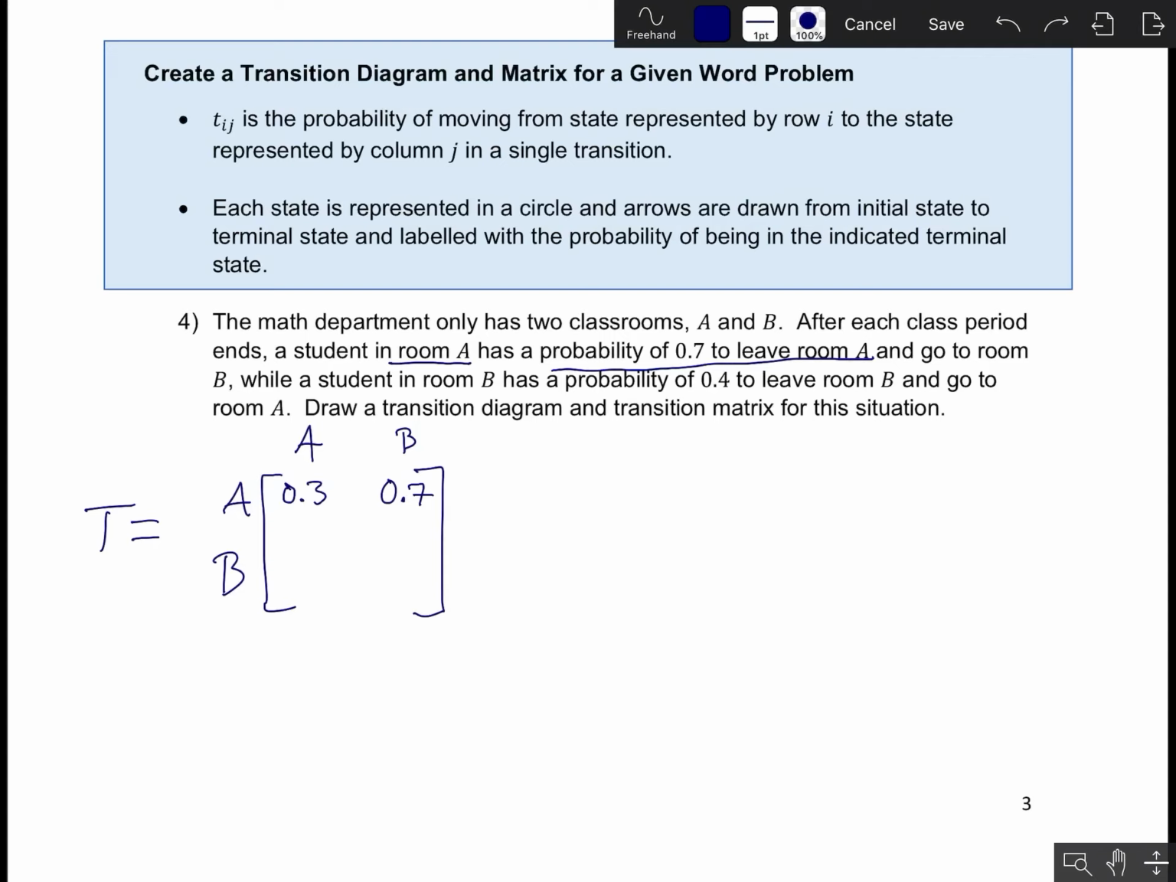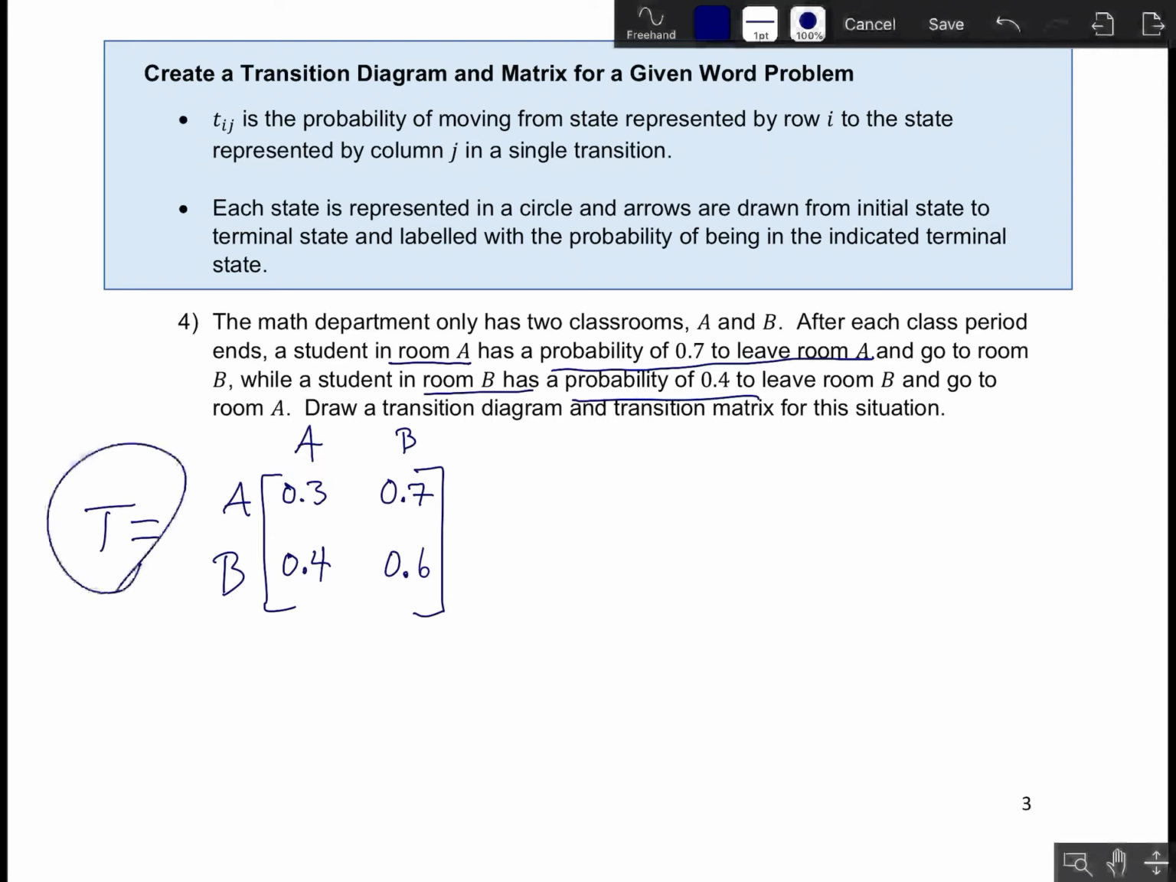Okay, so next, we'll look at the transitions away from B. So it says if a student is in room B, then they have a probability of 0.4 to leave room B. So that means that they would be going from B to A with a probability of 0.4. So that means that this entry should be a 0.4, and therefore this last entry has to be a 0.6, because that bottom row has to sum up to 1. In other words, they have a 60% chance, if they're currently in room B, of staying there during the next time step.